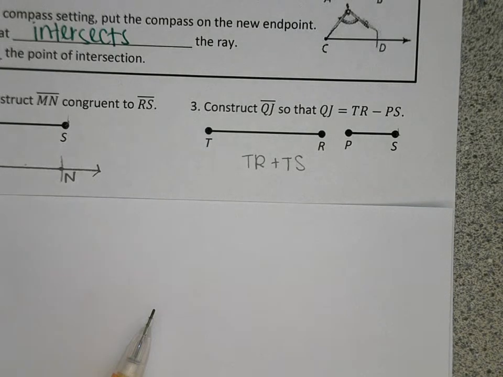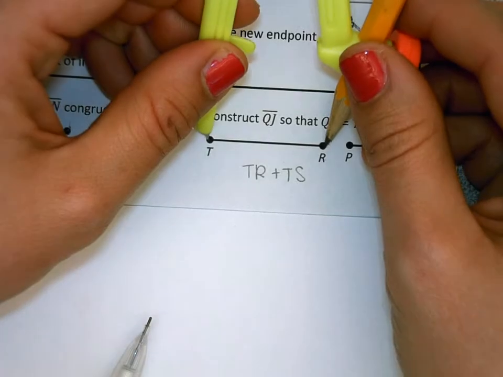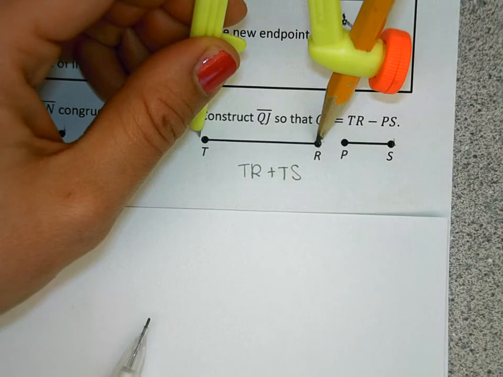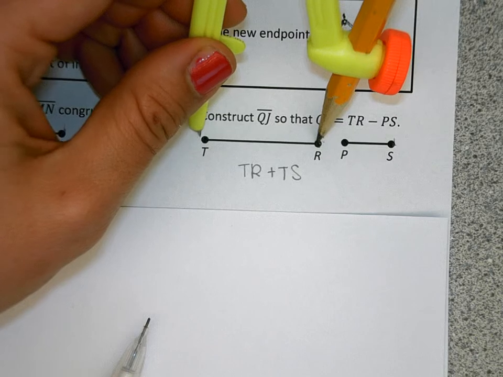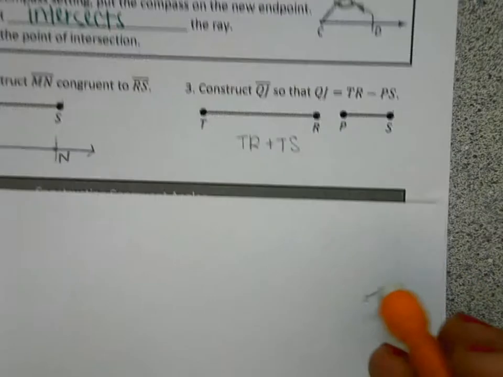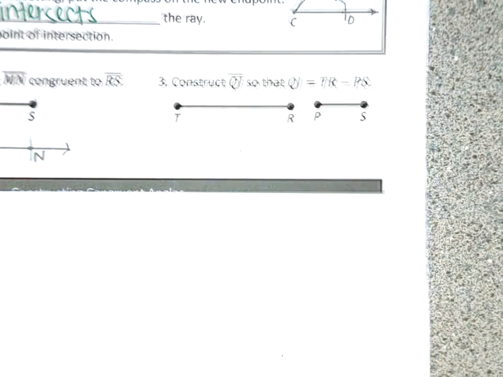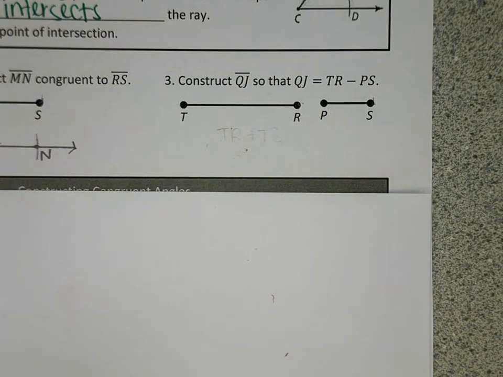Measure TR. When you have the ray, then you measure PS and put P on the same spot as you put R. Yep, okay, so this is what she's saying. Let me do it on the whiteboard. We do our ray. Let's say TR ends up being right here, and then we use this as our new endpoint to make PS here. Then this would be TR and this would be PS. Does that make sense?